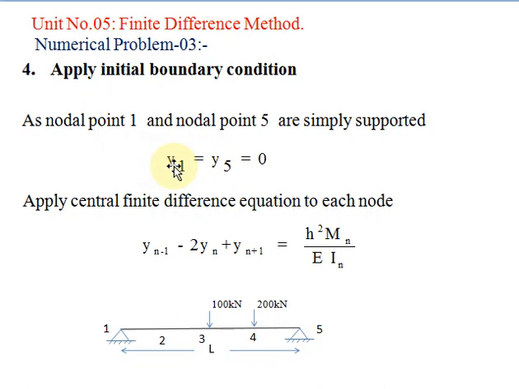That means the value of y1 will be equal to y5 equal to 0. This is the boundary condition that is known to us. Applying the central finite difference equation to each node, the equation is y(n-1) minus 2y(n) plus y(n+1) equals h square M(n) upon EI(n). We have to apply this equation to node numbers 2, 3 and 4 only, since this is a central difference equation and must be applied to the intermediate points.